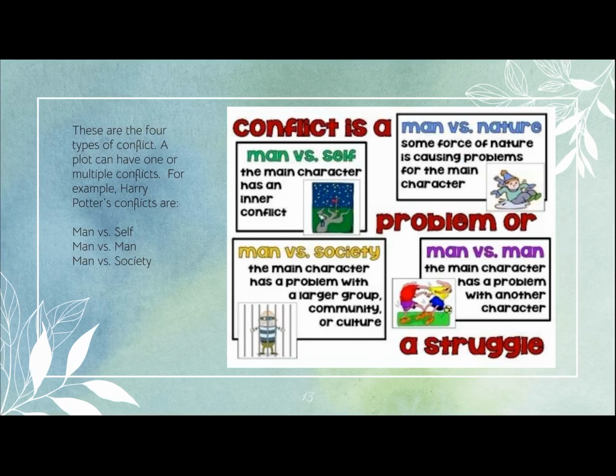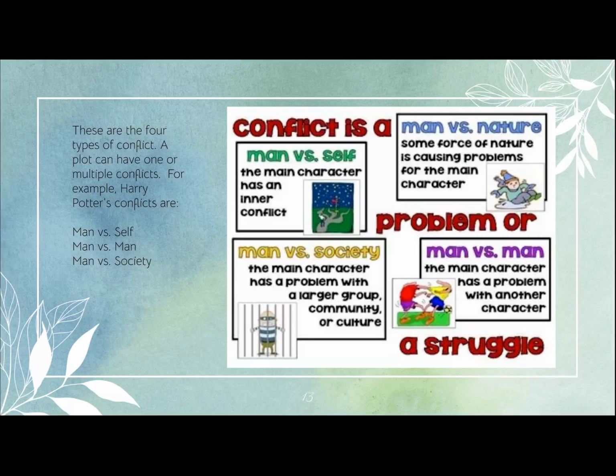There are 4 types of conflict. Okay, we have man versus nature, or person versus nature. There is some force of nature causing problems for the main character. So a character caught in a hurricane, that is man versus nature. Person versus self. The main character has an inner conflict. There's something deeply wrong going on within the character, and that is causing conflict. Okay? Person versus society. The main character has a problem with the larger group, community, or culture.